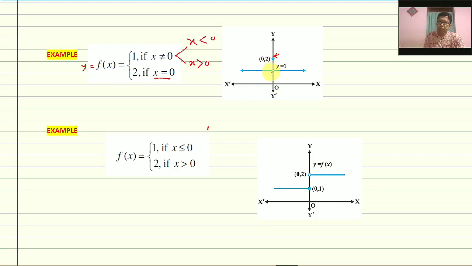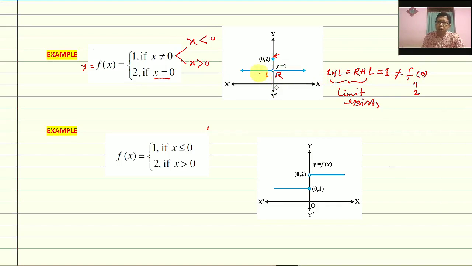But in both cases, you see that LHL and RHL are equal, isn't it? But since f(a), that means f(0), is not equal to the limit, LHL is equal to RHL, both are equal and they are equal to 1, but this is not equal to f(0). What is f(0)? This value is given as 2. So, since LHL and RHL are equal, you can say that the limit exists. Here, the limit exists, but this is not equal to f(0). For this, the function is discontinuous at x equal to 0.